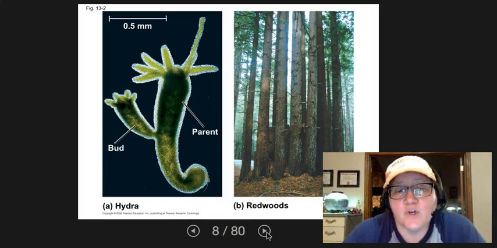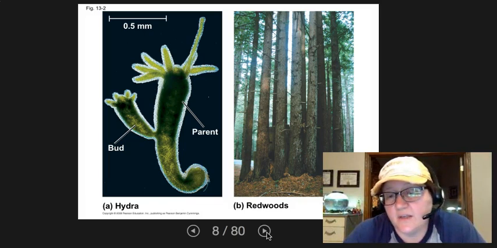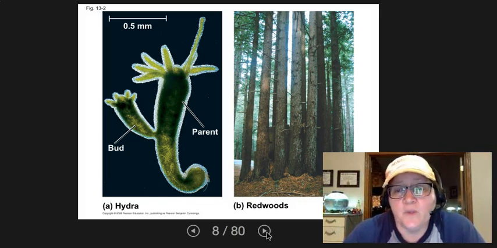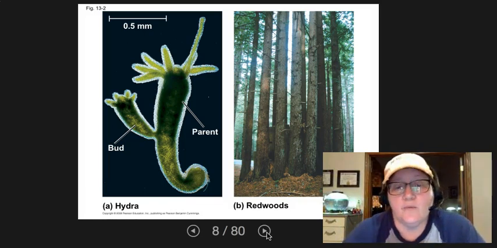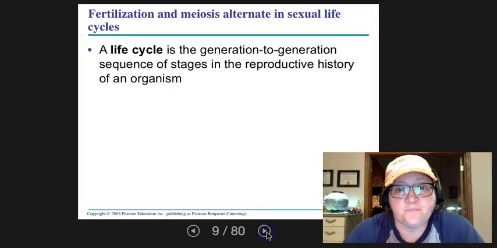And that budding will occur, it will grow to a certain size, it will break off from the parent hydra, and then you'll have a genetically identical hydra out there in the world. Redwoods are genetically identical as well. So if you want to read about that, it's pretty cool. I don't really have time for it here, but it's a pretty cool process, so go Google it. But redwoods are a really neat form of asexual reproduction.